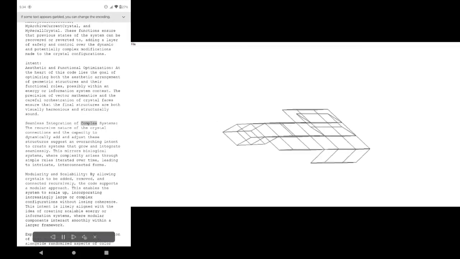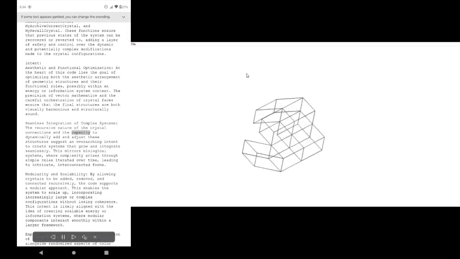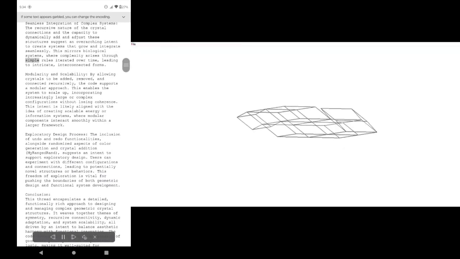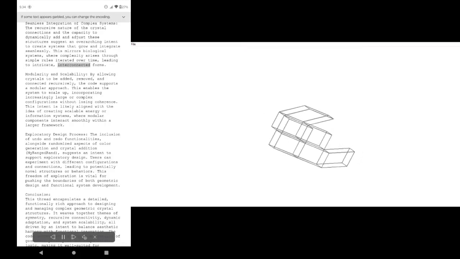Seamless integration of complex systems. The recursive nature of the crystal connections and the capacity to dynamically add and adjust these structures suggest an overarching intent to create systems that grow and integrate seamlessly. This mirrors biological systems, where complexity arises through simple rules iterated over time, leading to intricate, interconnected forms.